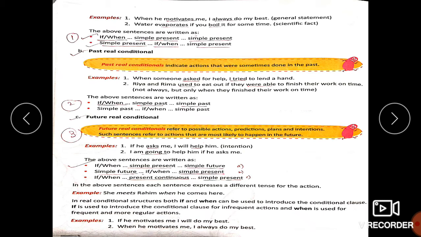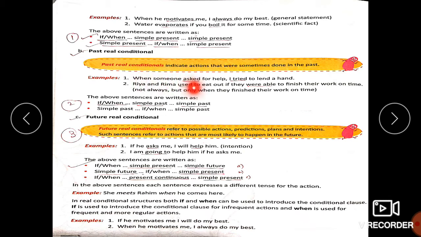The result is also always the same. Hence, simple present. Or if you begin with the result first, then first simple present, then if or when, then simple present again. Okay, past real conditional. Past real conditionals indicate actions that were sometimes done in the past. So past real conditionals talk about actions that were done in the past.